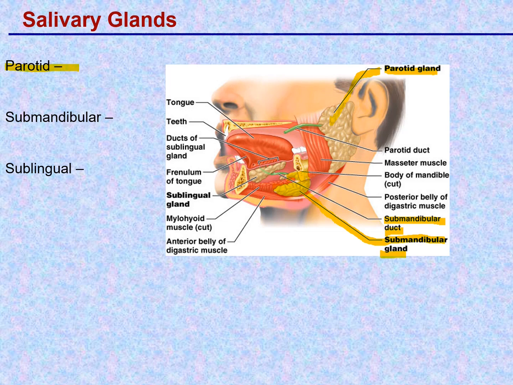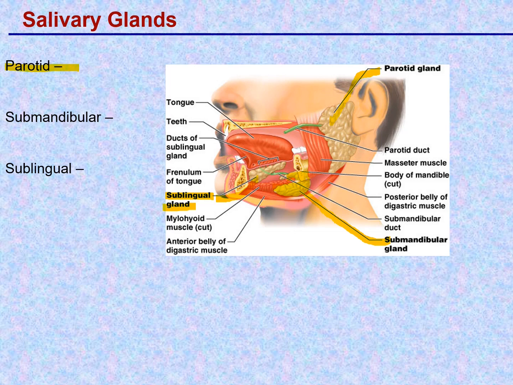It's an exocrine gland, so exocrine glands secrete their product to the outside of the body. Endocrine glands always secrete their product into the bloodstream, into the body. So that's the parotid gland, the submandibular gland, and the submandibular duct. And then there's the sublingual gland, which is under the tongue, and that is positioned here. You can see it.